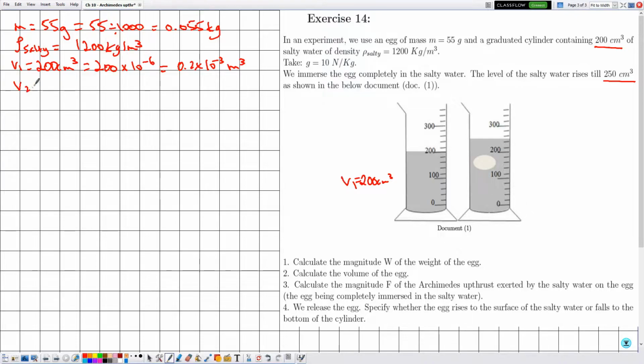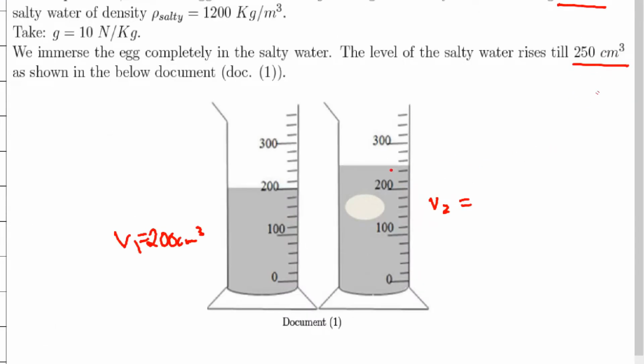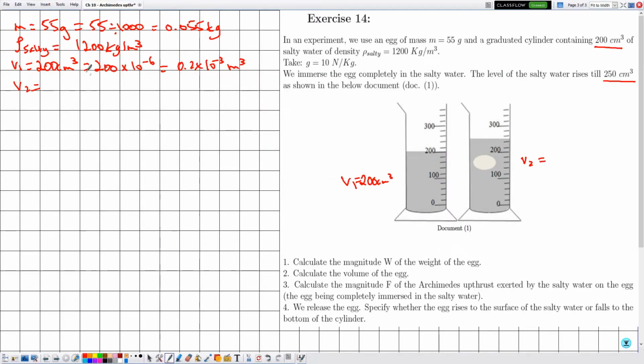And the volume V2 after we immerse the egg is given by V2 is 250 centimeter cube. Knowing that centimeter cube is not the SI unit of volume, in order to convert from centimeter cube to meter cube, we multiply by 10 to the power minus 6. Then the volume V2 after we immerse the egg is given by 0.25 times 10 to the power minus 3 meter cube.